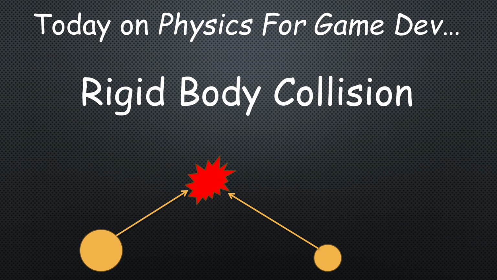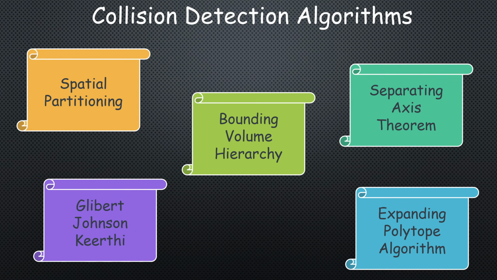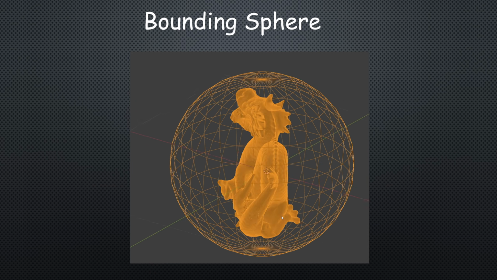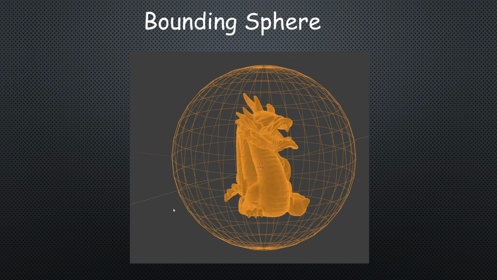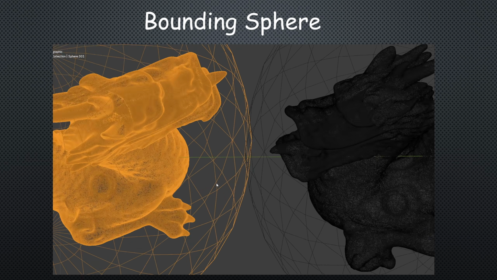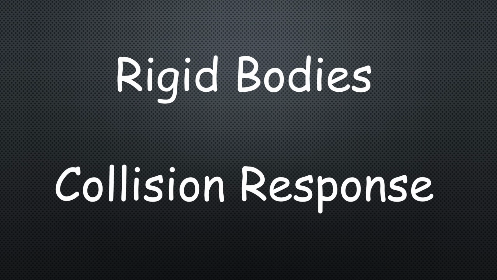Okay, same as with simple particles, we have collision detection and collision response. As I've mentioned in the video on particle collision, the topic of collision detection is huge and very complex, so we will use the simplest algorithm, which is a bounding sphere. It's good enough for many cases, and I hope to cover more advanced algorithms in the future. So let's focus on the collision response of rigid bodies.